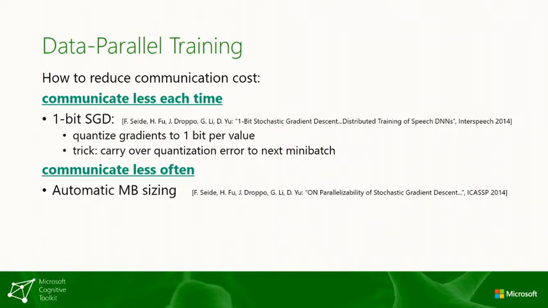So this actually contains two works. The first idea is called automatic mini-batch sizing. Essentially, what these researchers found is that at the very beginning of deep learning model training, you tend to use smaller mini-batch sizes, because it's crucial to have a smaller mini-batch size to make sure the model converges to high accuracy.